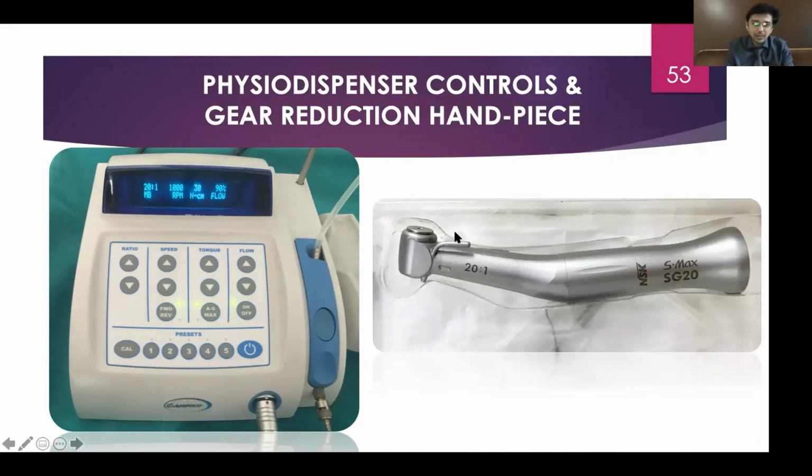And the meaning of this gear reduction, 20:1, basically means for every 20 rotations in the motor, the burr or the drill rotates only once. So that is the meaning of gear reduction. The torque is amplified 20 times. Are you getting a point? So basically, just remember, with regard to the physio dispenser, you are basically paying for the gear reduction to amplify the torque. So always and always invest in a good physio dispenser.